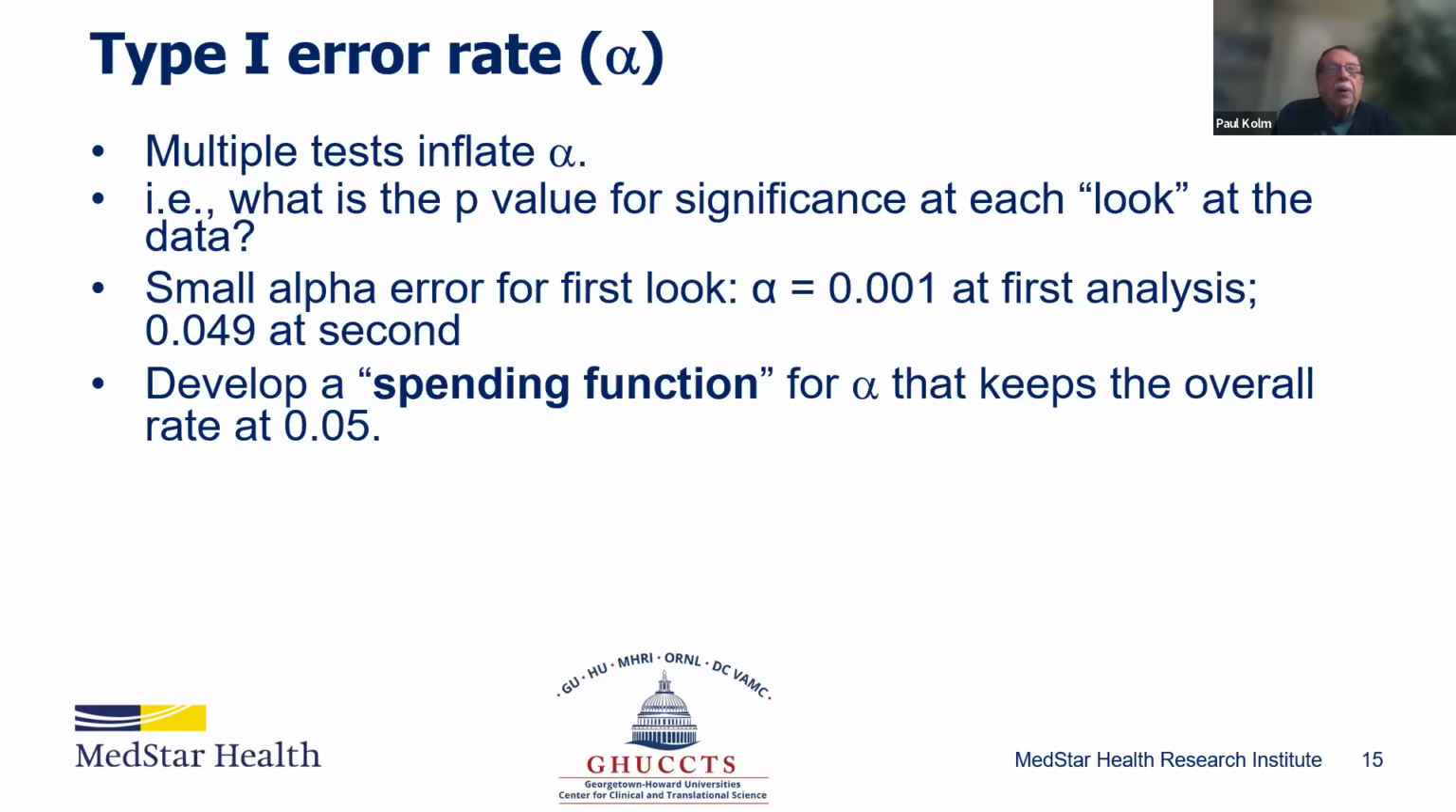And so typically you're going to have a very small alpha error rate for your first look, and then at the second look it's going to be larger, if you say are doing 2 looks. So maybe we set our first one at 0.001, and then the second analysis would be 0.049. But it's a little more complicated than that for most studies. And so we're going to develop what we call an alpha error spending function. And basically what that's going to do is keep the overall rate at 5%, or whatever you've set your significance level at.